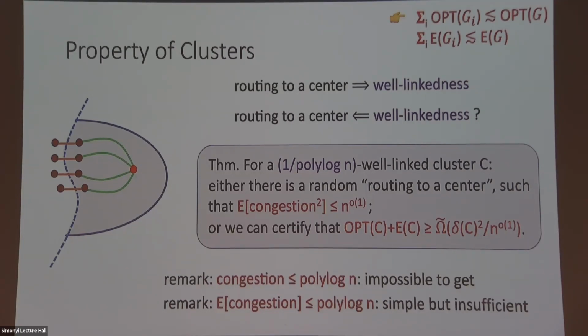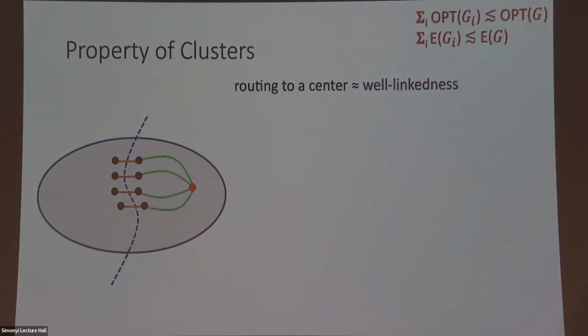So basically, the idea is that well-linkedness is enough. In general, it's not implying routing to a center, but in our case, it is good enough because this other thing is also good for us. So basically, what we have proved so far is that routing to a center equals the well-linkedness property. What we can get out of it is that by cutting a graph into smaller parts, we only need them to be well-linked clusters. We do know how to do it. We just do well-linked decompositions, and that's it.